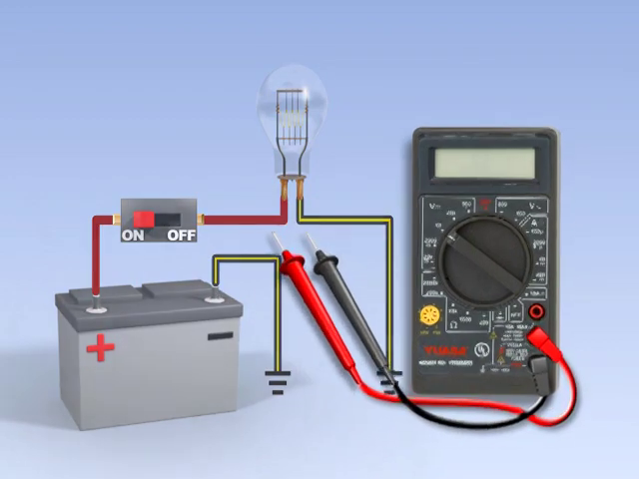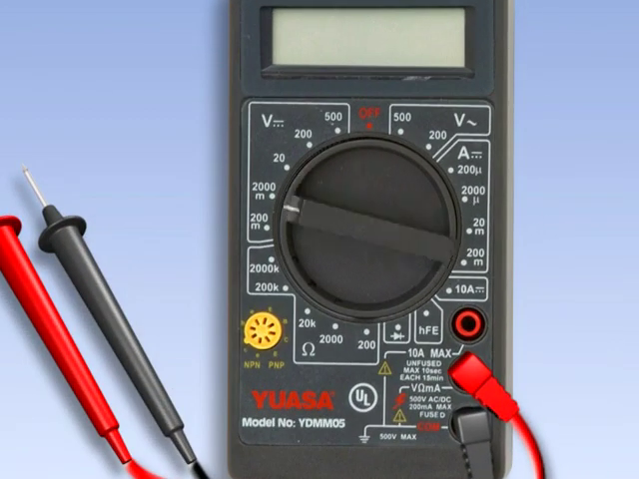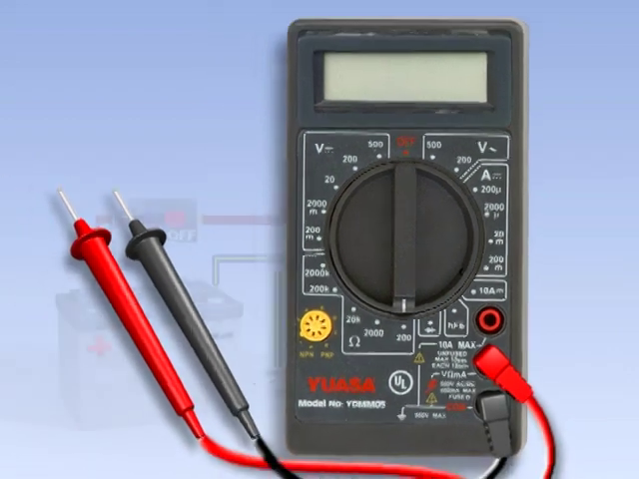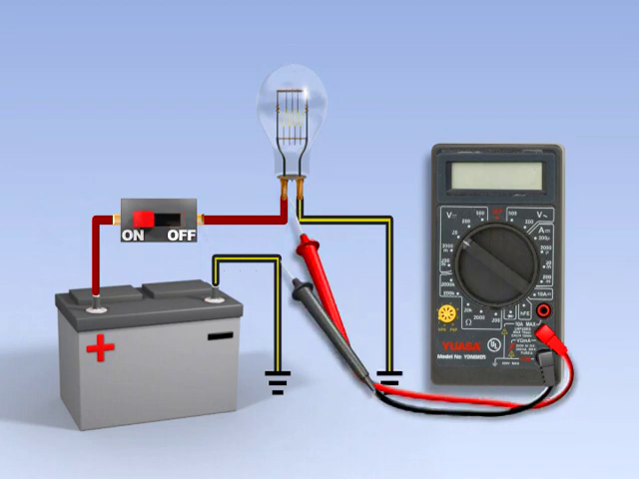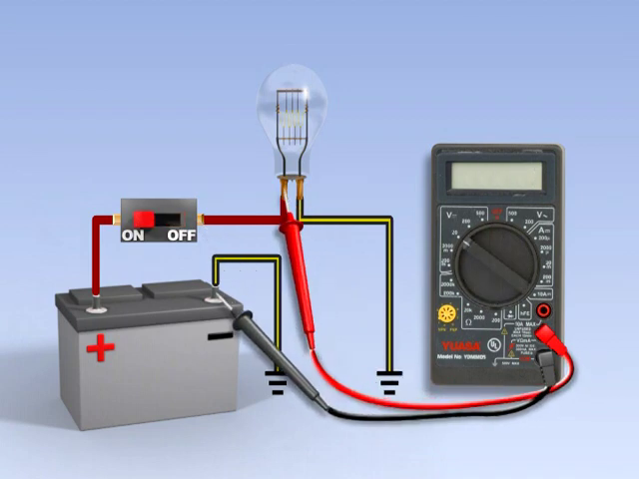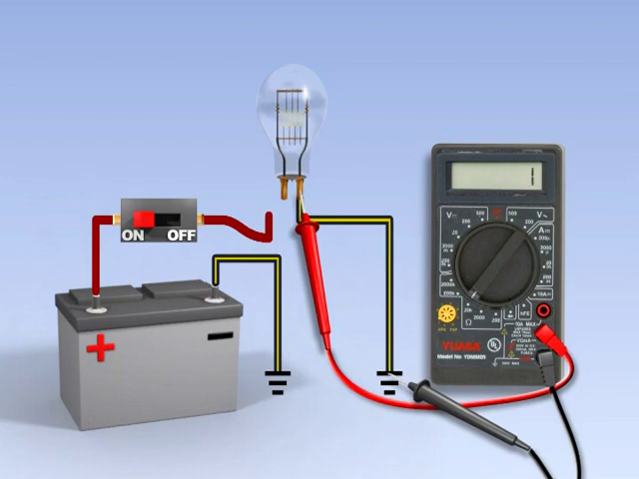Now perform a continuity test, which we'll explain later in this video, on the wires from that point to the component and make any necessary repairs. If power does exist on the positive side of the circuit, then the problem is on the negative side of the circuit.